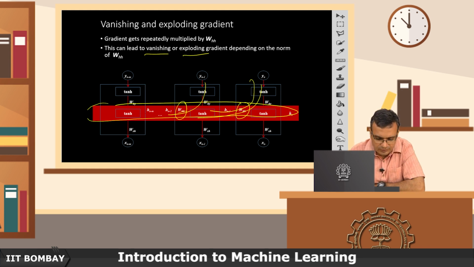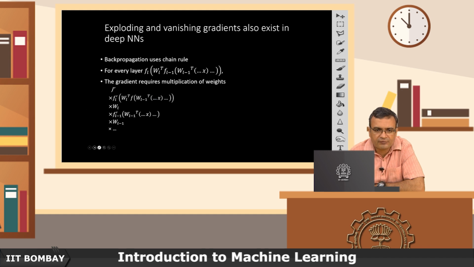Okay. This problem actually also exists in deep neural networks like convolutional neural networks, where we are not multiplying the same weights again and again, but we are multiplying weights of different layers while computing the chain rule of the gradients. So for example, for the Lth layer, we have W_L times f, the activation function of L minus 1, times W_{L-1}, and then W_{L-2}, etc., etc.